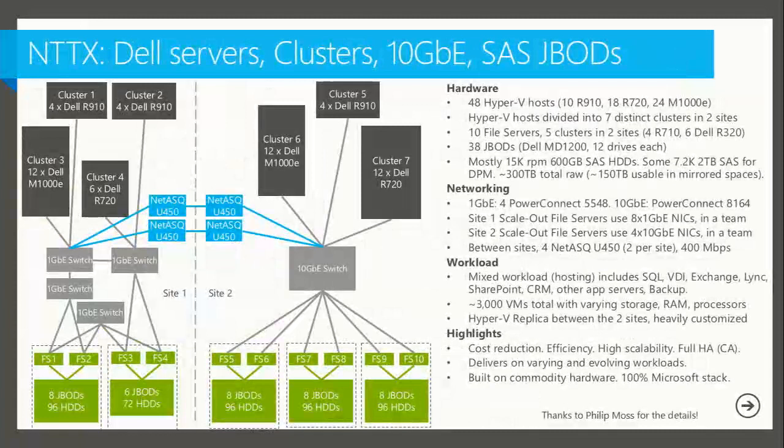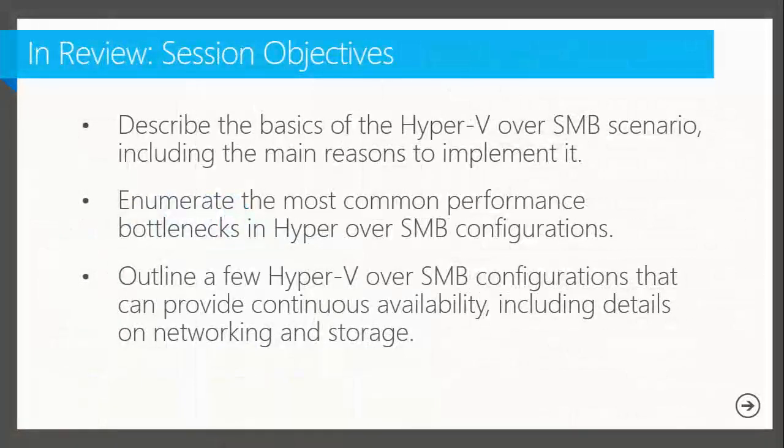And finally, this is a hoster in the UK that has 2 setups, one with all 1 gig storage spaces back end with Dell servers. So these are all JBODs connected through 1 gig. They do something interesting. They do 8 1 gigs to get the aggregated throughput, right? And on this new deployment in another site, they're doing 10 gig networking, 4 10 gigs in a team. So also some impressive scalability numbers.